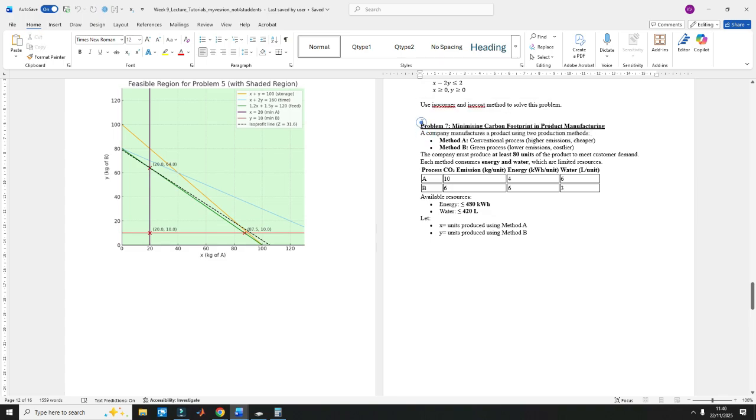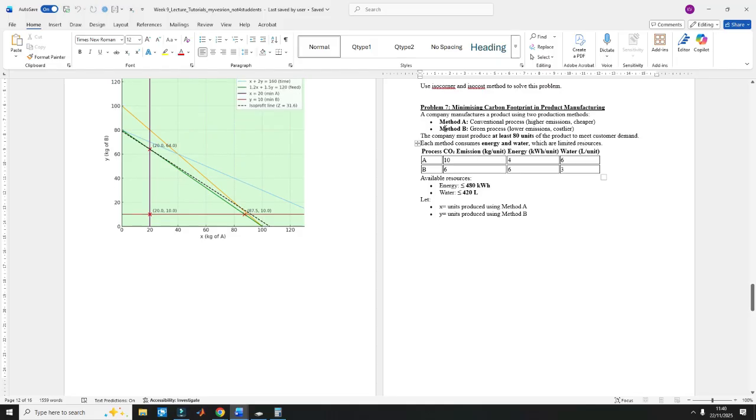So this is another problem that you can try to solve, minimizing the carbon footprint in product manufacturing using different methods. Yeah. So method A is the conventional process. It produces a lot of CO2, but it's a cheaper process. Method B emits less CO2, but it's a costlier process. And the question is, the company must produce at least 80 units of the product. Units in the sense it can be any unit, it can be kg or something else. You have to produce at least 80 units to meet the customer demand.